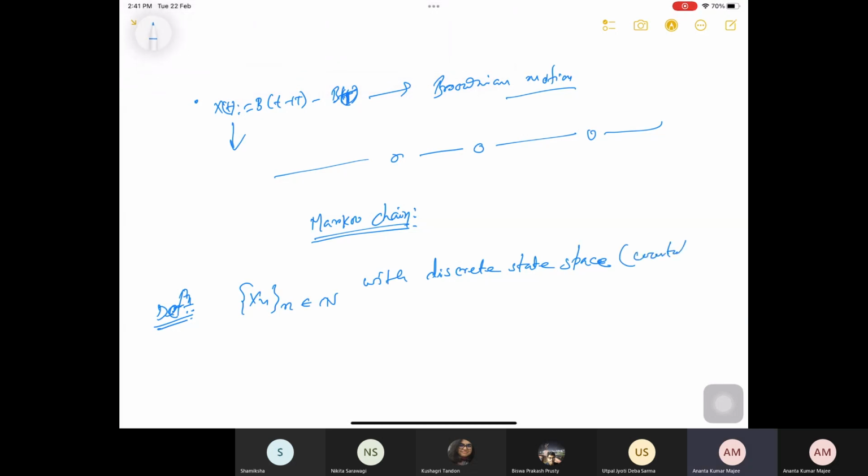So it may be countable or finite. It cannot be uncountable. It's called a discrete time Markov chain. In short, I put DTMC. Whenever I consider the continuous time Markov chain, I will write CTMC. So this is in short DTMC if the following conditions hold.